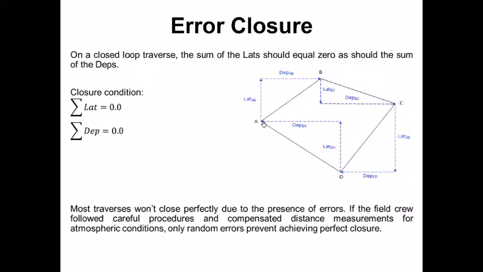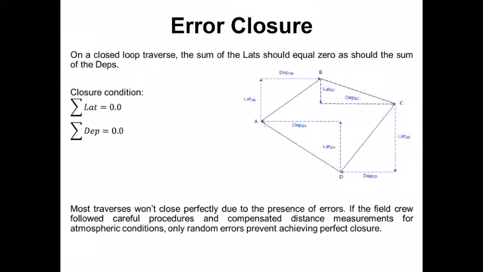Since it's a closed traverse and when you start from A, the traverse gets back to A, whatever distance that you cover in the north, the same distance you cover in the south. So that is why the summation of the latitudes and the summation of departures equal 0, because we are forming a closed loop. Whatever distance you cover towards the east, the same distance you cover towards the west, and it should be equal to 0.